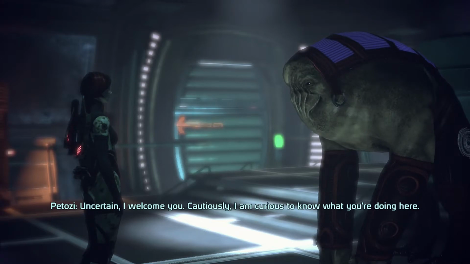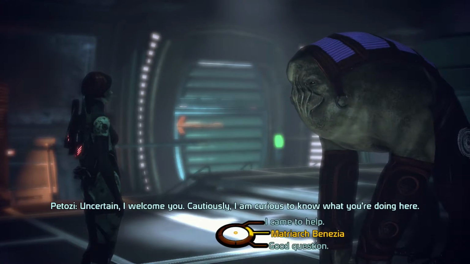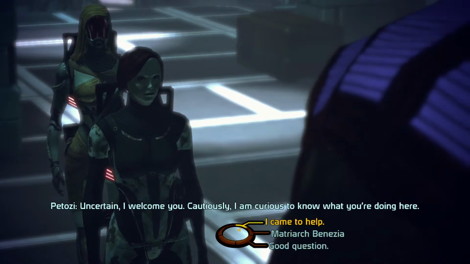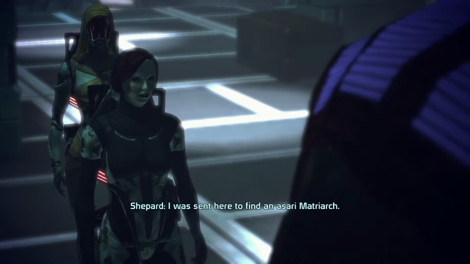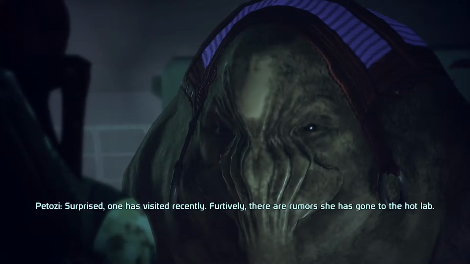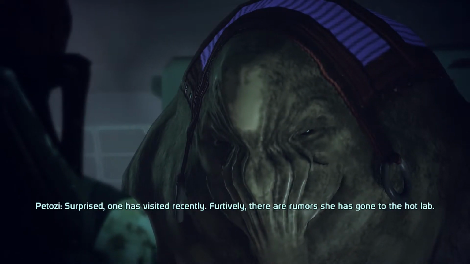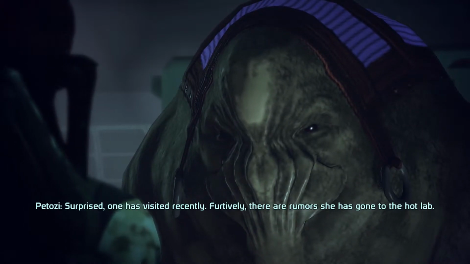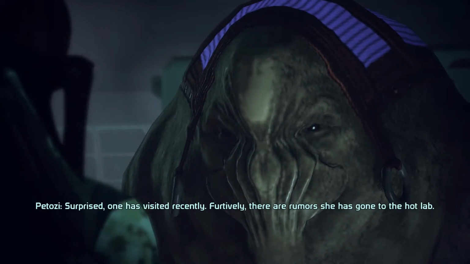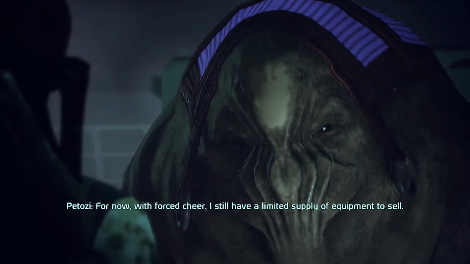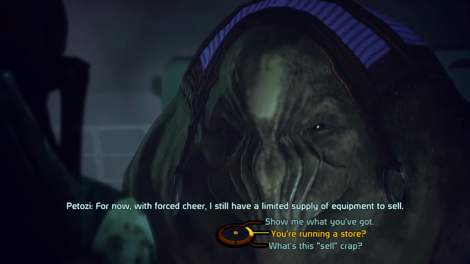Uncertain. I welcome you. Cautiously, I am curious to know what you're doing here. I was sent here to find an Asari matriarch. Surprised? One has visited recently. Furtively. There are rumors she has gone to the hot lab. For now, with forced cheer, I still have a limited supply of equipment to sell.